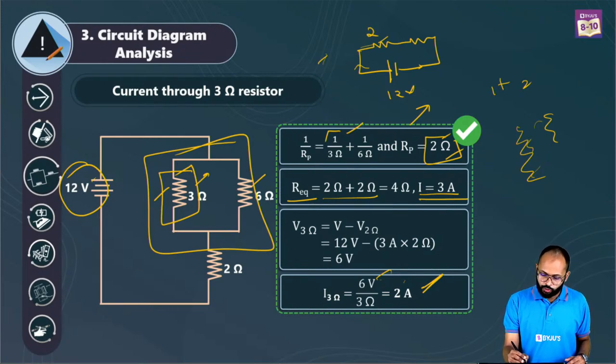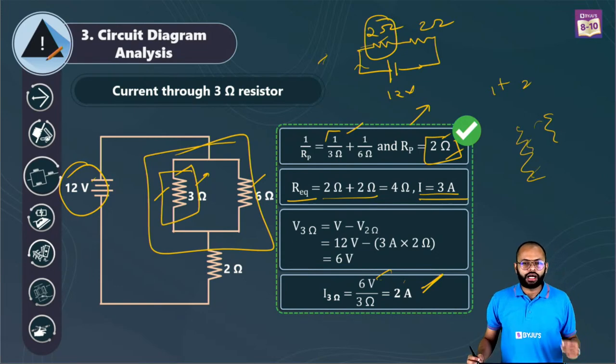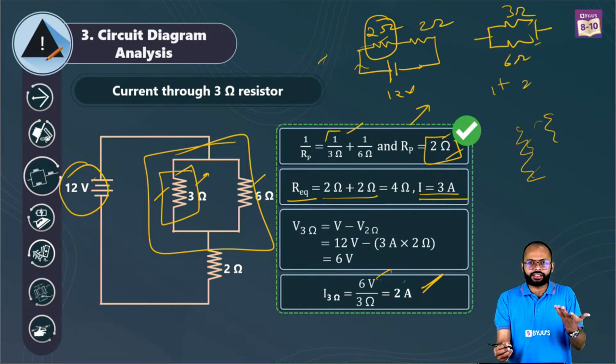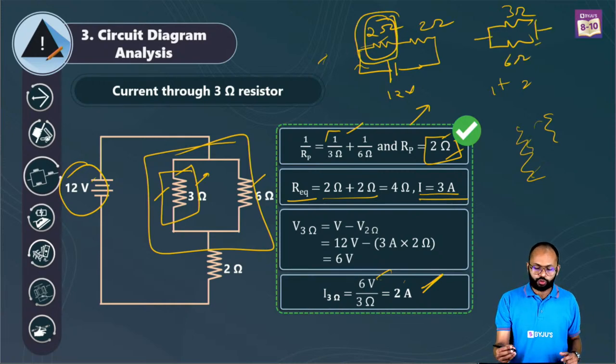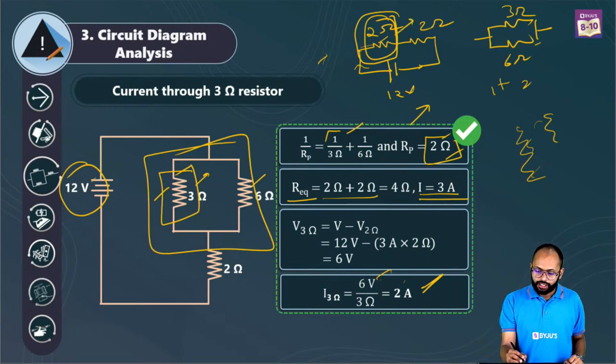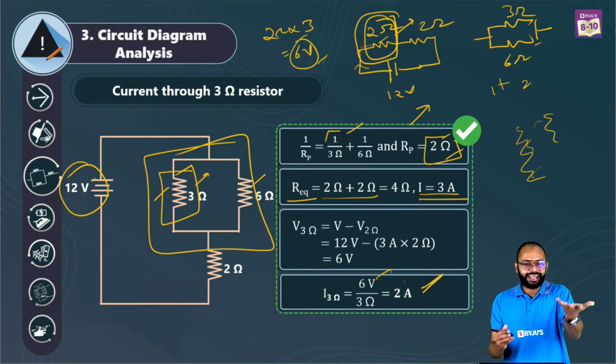This is 2 ohms. This is 2 ohms. This 2 ohm, how did it come? This is 3 ohm and 6 ohms, right? Equivalent of this. You found the voltage drop across 2 ohms. That is my intent, right? How to find this? 2 ohms multiplied by current, that is 6 volts. That is the answer, right?